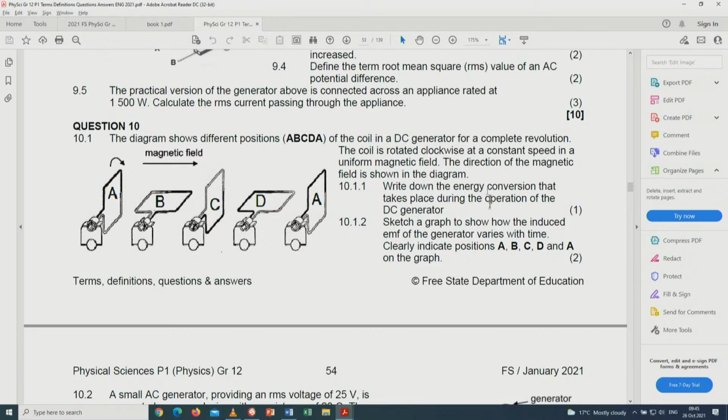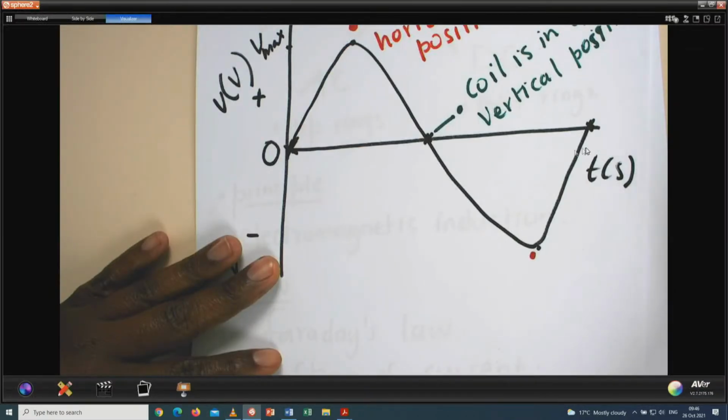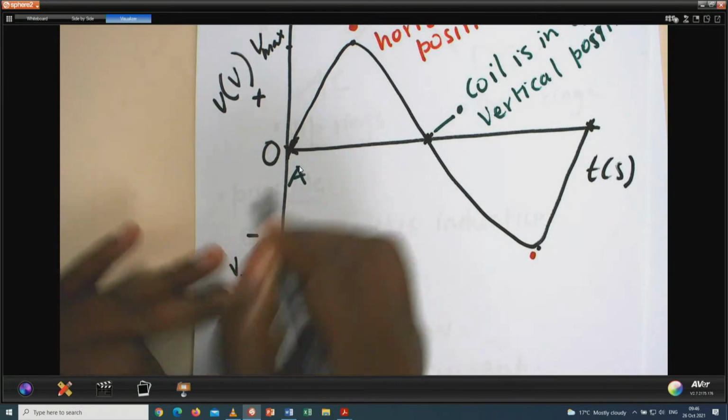So you've done your interpretation of the question. Then the other thing that you must do, looking at the position in which our coil is starting, then we can say, okay, position A is in a vertical position. So that means at all these points where my coil is in a vertical position, that will correspond with the point on the graph where it is intercepting the x-axis or the time axis. And this will be this point, and this point. So here A is corresponding with this point.